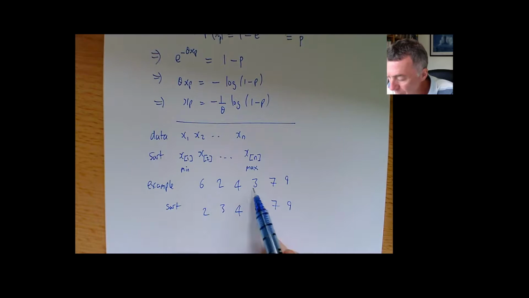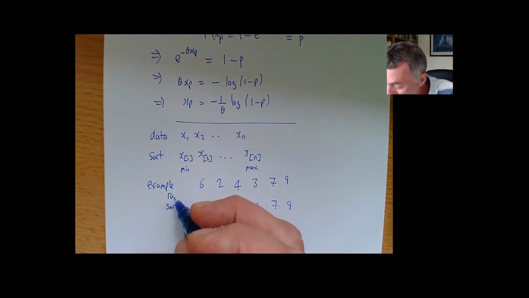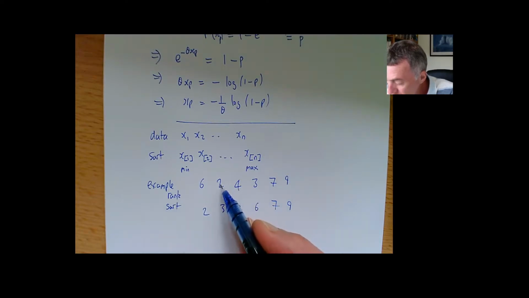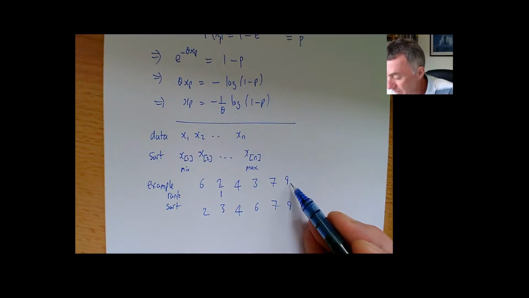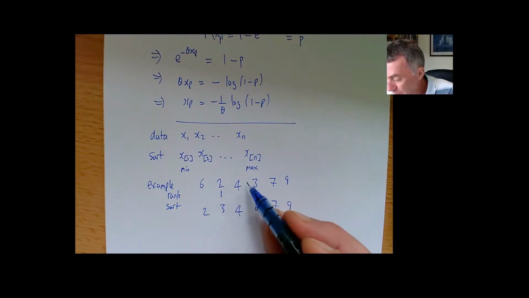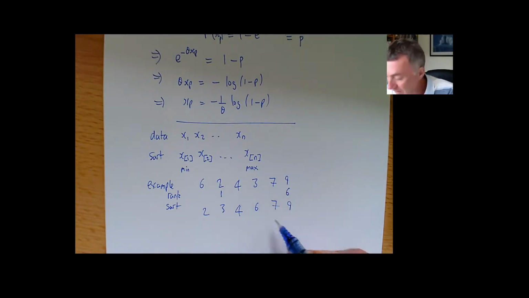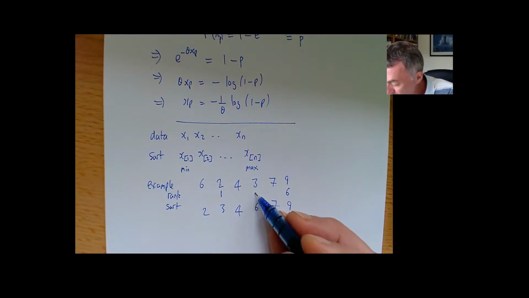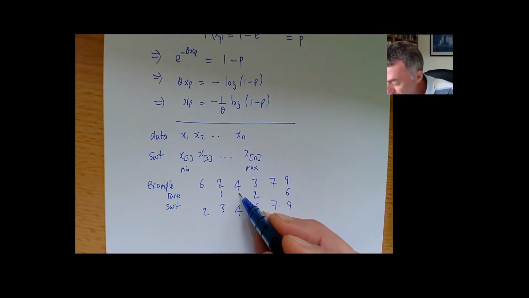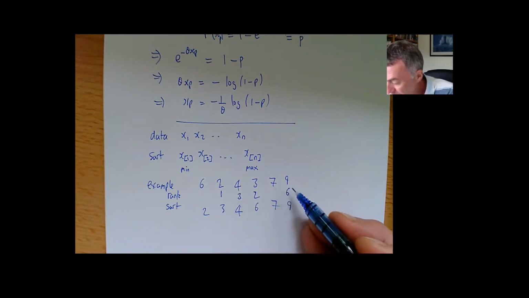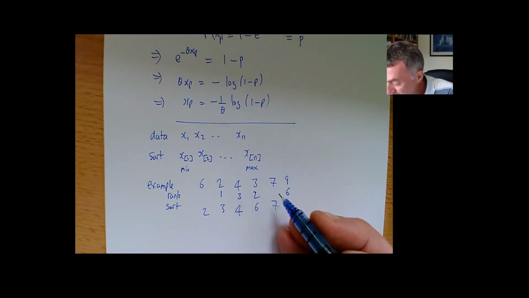We can also look at the rank now. We've got them sorted, so we can see which is the rank. So let's put rank here. 2 is in the smallest position, so it has rank 1. 9 is up at the biggest value, so that's 1, 2, 3, 4, 5. N is 6, so this is up at rank 6. 3 is in the next position, so that's rank 2. 4 is in the third position. 6 is in the fourth position, and 7 is in the fifth position.